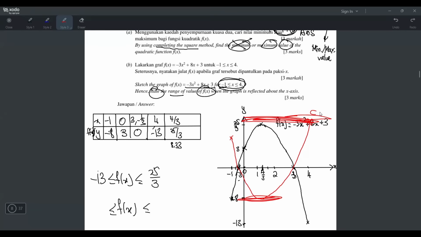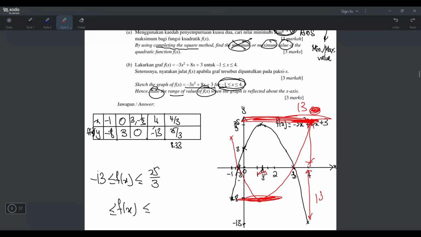But how can I know the y coordinate here and the y coordinate here? Okay, very easy. This y coordinate will be the same as the y coordinate here. So did you realize the distance here to here is 13 units? So when you reflect up, it will be 13 units also. But it's not negative 13 anymore. It's positive 13. So this is positive 13, right? And that's the highest point lah. What about the lowest point?